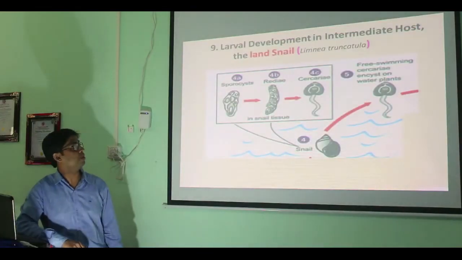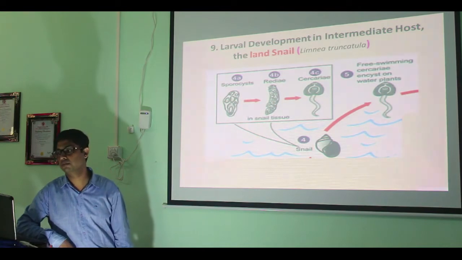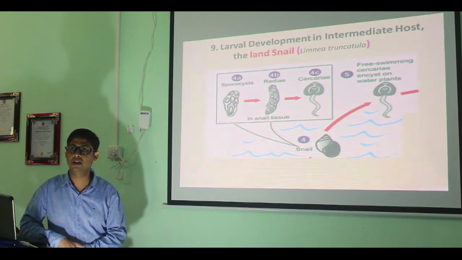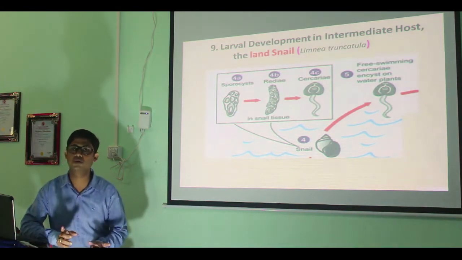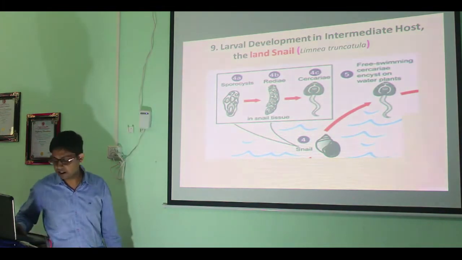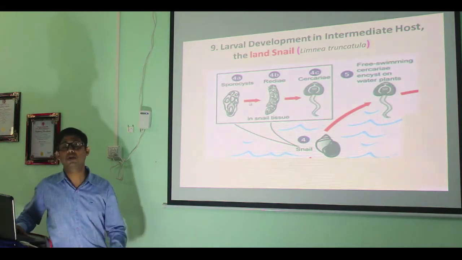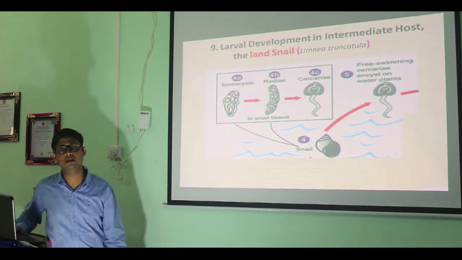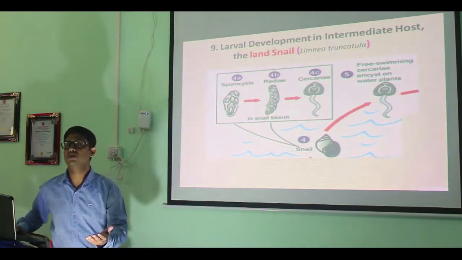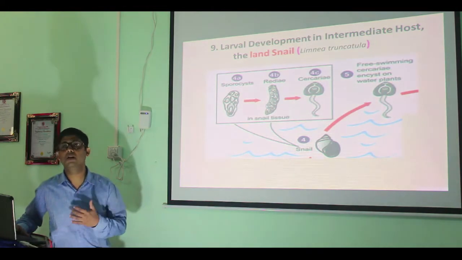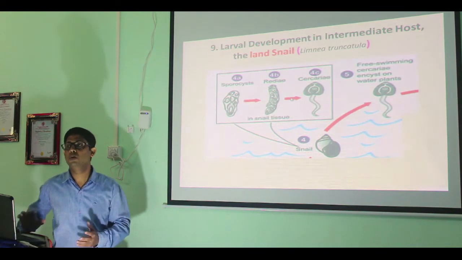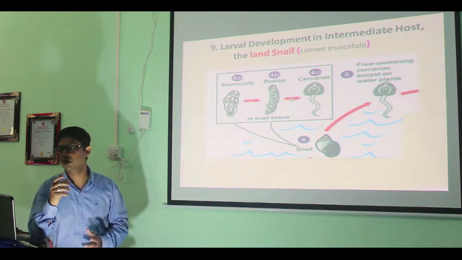Next is the larval development in the intermediate host. Now after getting a suitable intermediate host, that is the Lymnaea land snail, the miracidium larva penetrates the soft tissue of the land snail. It enters into the digestive gland of the land snail and it is converted into sporocyst larva inside the body of the intermediate host. Then the sporocyst larva will be giving rise to redia larva. Then redia larva will be giving rise to cercaria larva. So these 3 types of larva will be developed inside the body of the intermediate host.